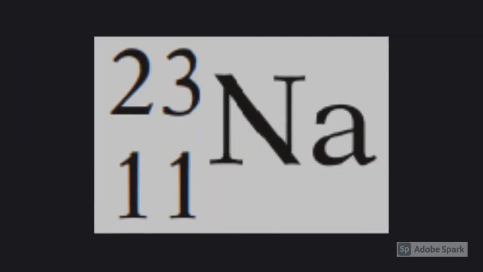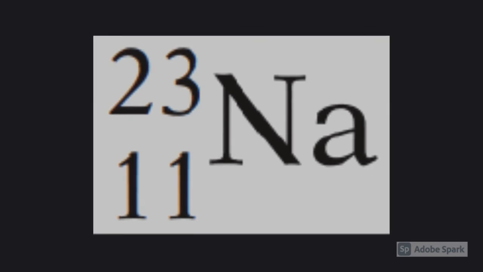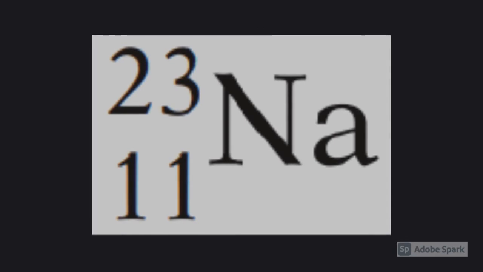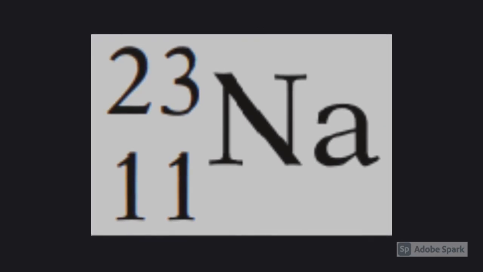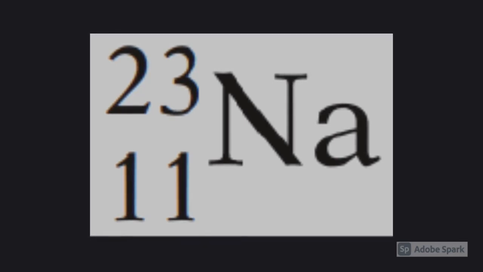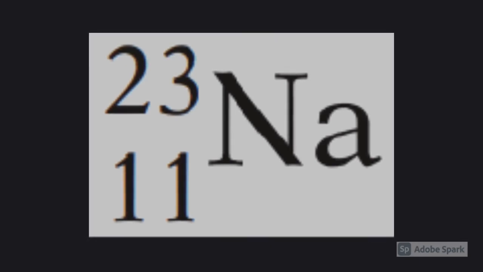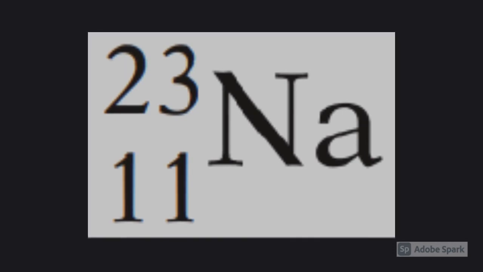Now the nucleon number for a typical sodium atom is 23 because it has 11 protons and 12 neutrons. So 11 plus 12 is equal to 23. So sodium can be described in this shorthand way. Now you must remember that this is applicable for a particular sodium atom. Other sodium atoms may have a different number of neutrons, but they will always have 11 protons.